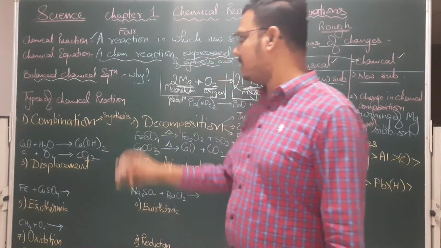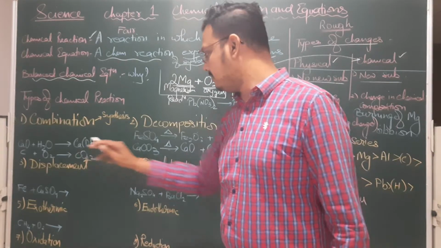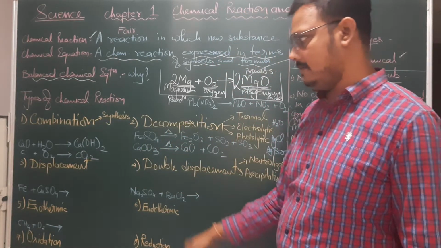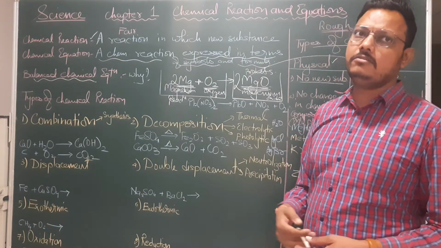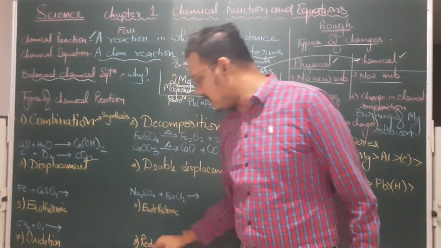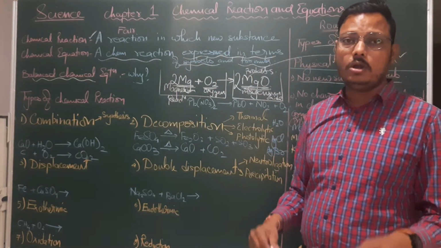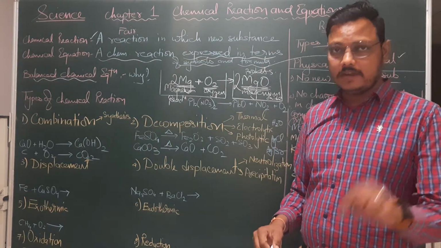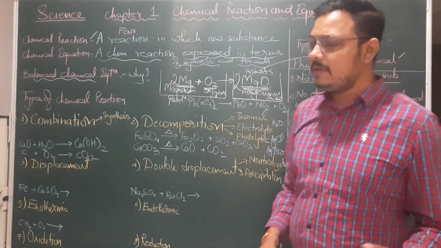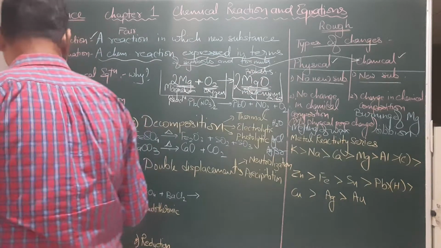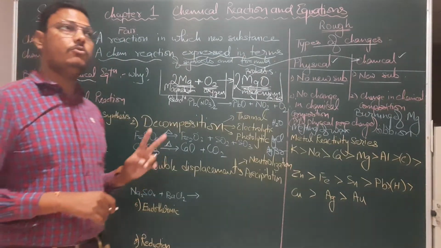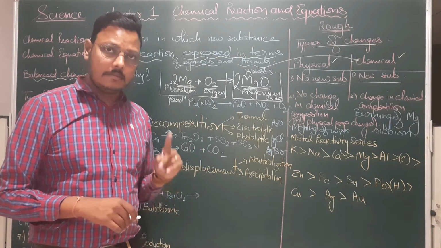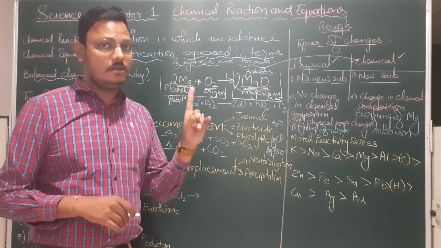Chemical combination reaction, decomposition, displacement, double displacement, exothermic reaction, endothermic reaction, and to the very last, oxidation and reduction. Those can be called together as redox reaction. Now coming back to the point, what is chemical combination reaction? A reaction in which 2 or more reactants combine to form one single product.